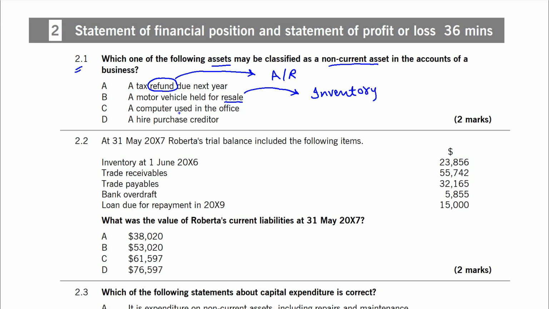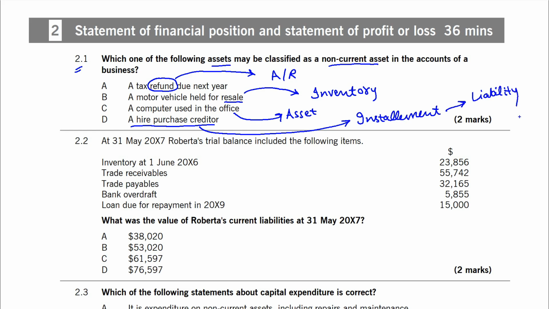A computer used in the office, yes, it's our asset. A hire purchase creditor, let's say we are purchasing something on installment, so that means these installments will be our liability, which we are required to pay. Then we have question number 2.